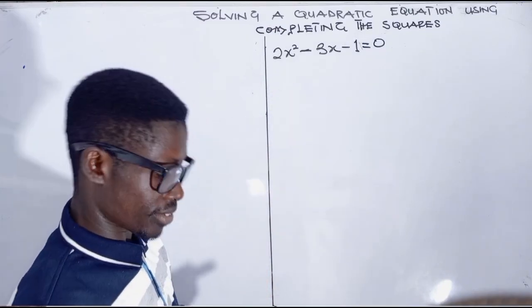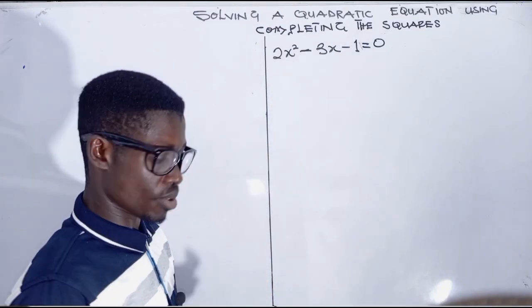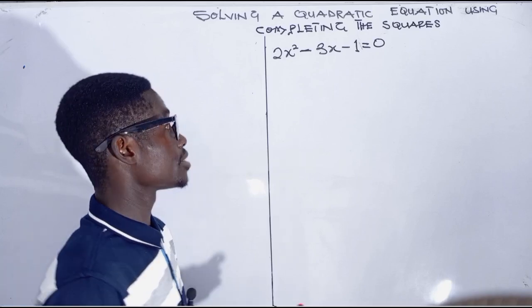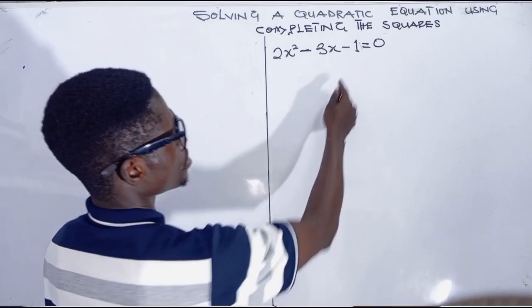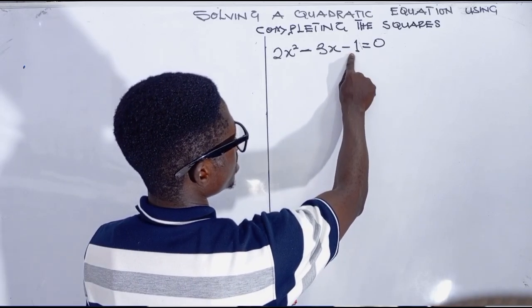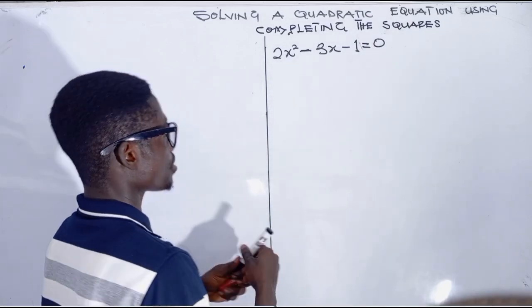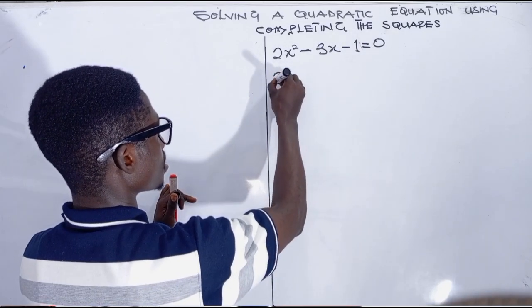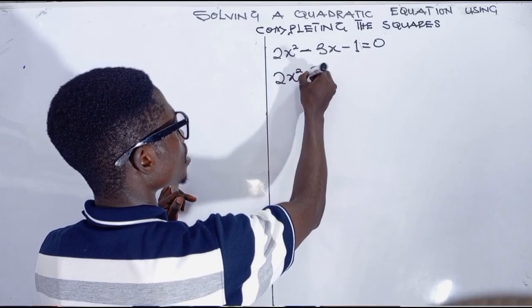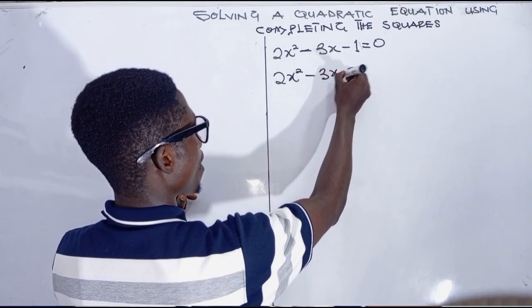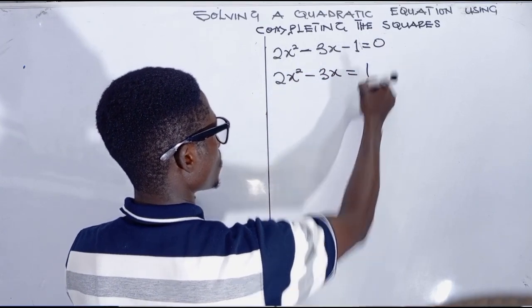So we want to solve this quadratic equation using the completing of squares. So the first thing to do is to carry the whole of this -1 to the right hand side of the equal sign, and you'll be left with this, which will give us +1.